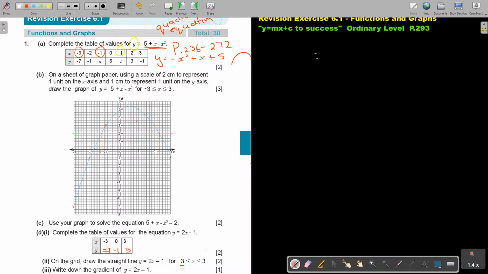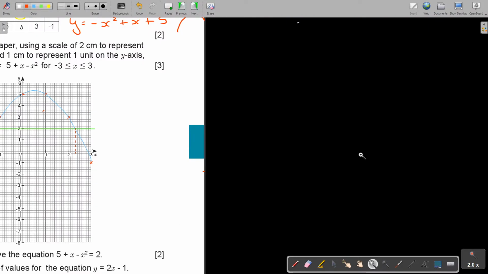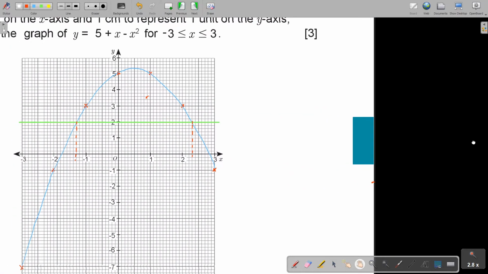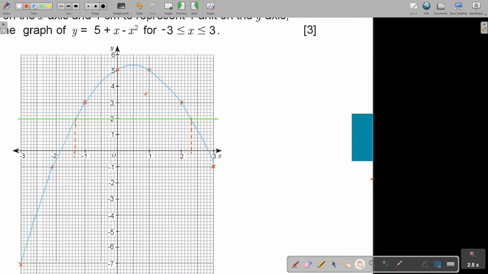So I will plot those points, -3. I'm going to make it bigger again. I see, nice. Okay, so it's going to be -3 and -7. Oh, it's exactly the same point. Do you see there? And then it's 0 and -1. And then it's 3 and 5. 3 and 5.